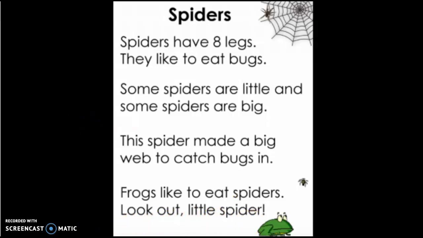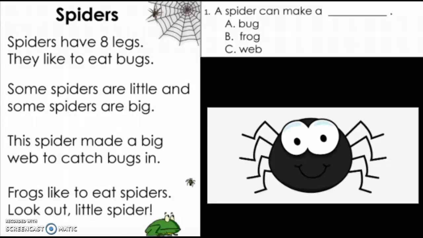Okay, that's our passage. What were we reading about? Yeah, we were reading about spiders. We could have listened to the details in the story, we could have looked at the pictures, or we could have looked at the title. So the main topic that we were reading about was spiders. So we are going to work to answer some questions about key details from that passage.